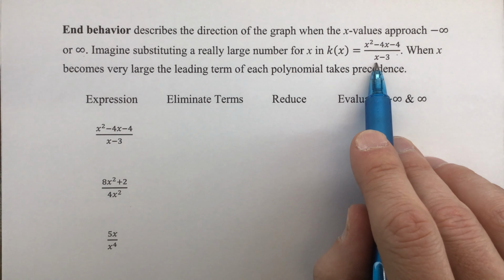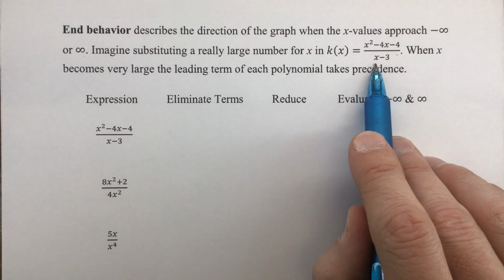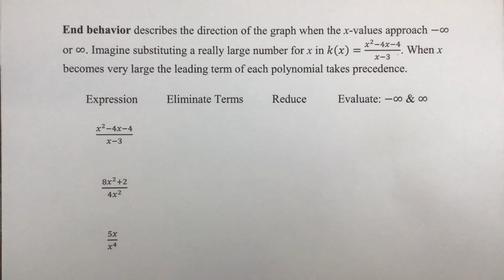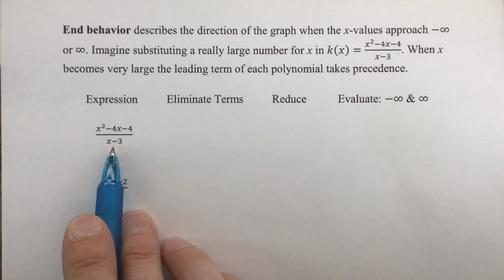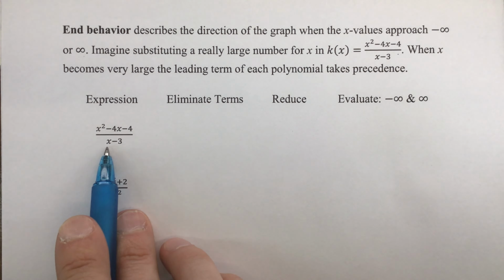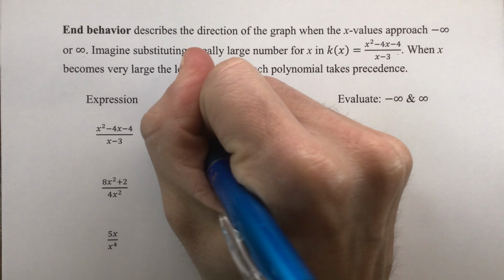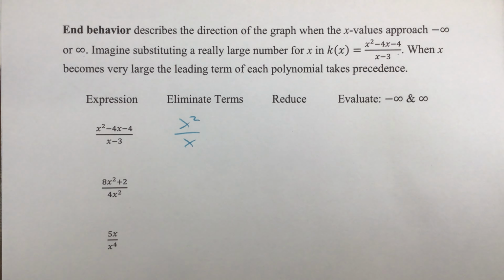Same thing for the denominator. The larger value of x that you plug in, the more dominant it's going to become with respect to the other term. All right, so what we're going to do is eliminate all the terms other than the leading term, because ultimately, as x gets very large, whether very large positive or very large negative, those other terms are not going to be as important. Okay, so for k of x, what we can do is eliminate everything but the x squared and the x, which simply gives us x squared over x. But then we're going to reduce it. You're going to notice that both the top and the bottom have a factor of x. So it reduces to just x.